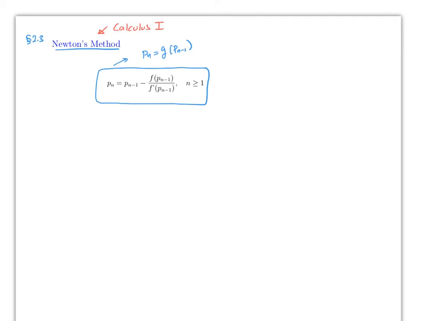Now, to derive the algorithm, we need to go back to something you learned in Calculus 2. We talked about this in one of the previous videos. Remember Taylor series or polynomials?